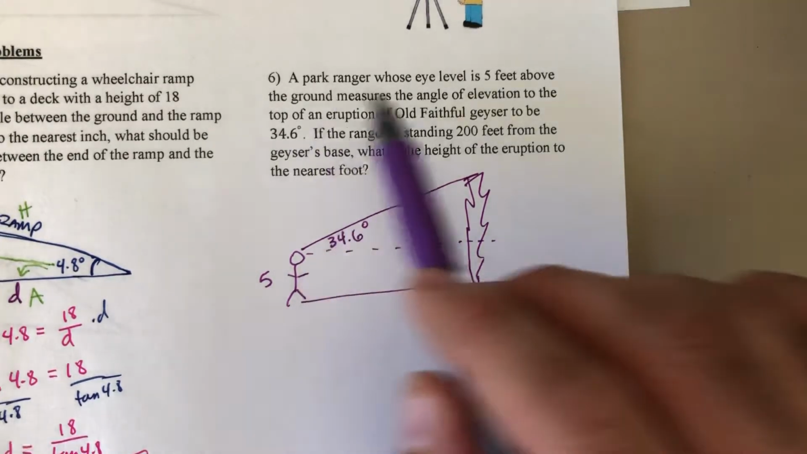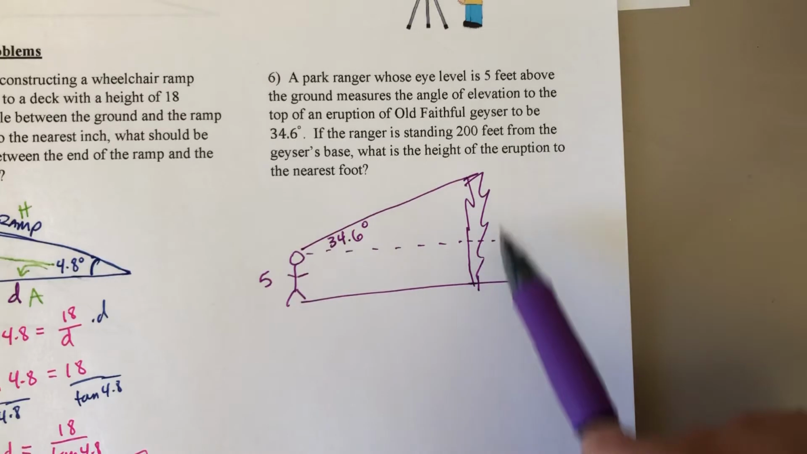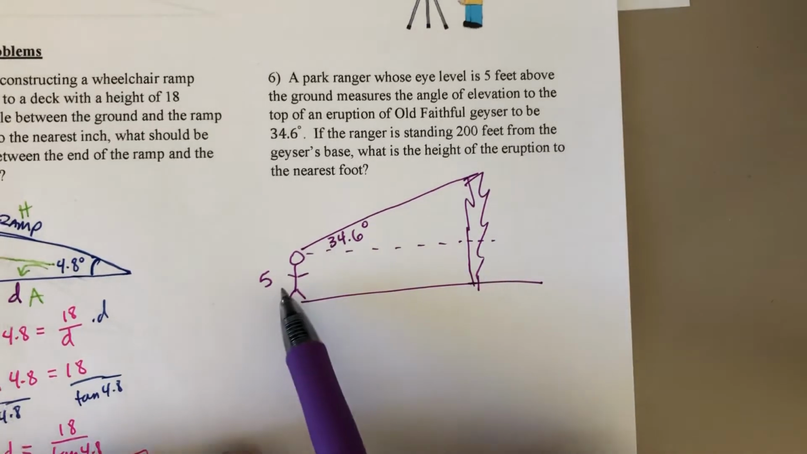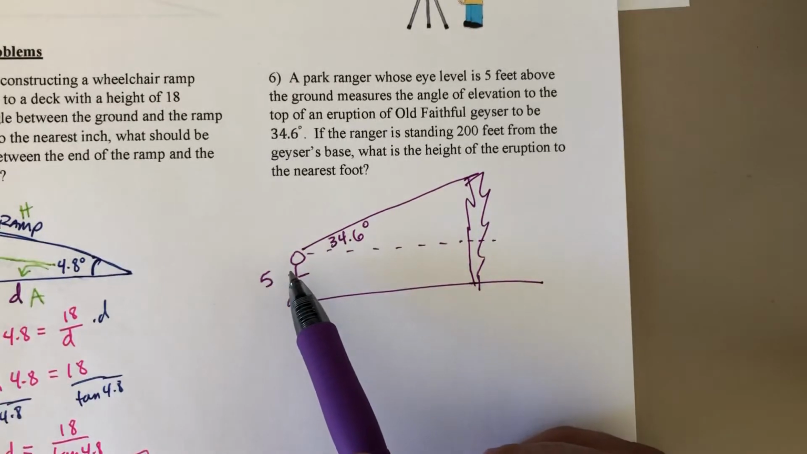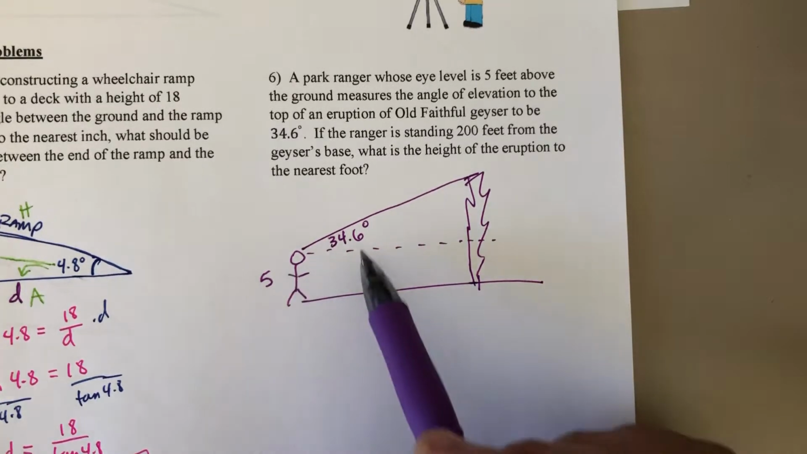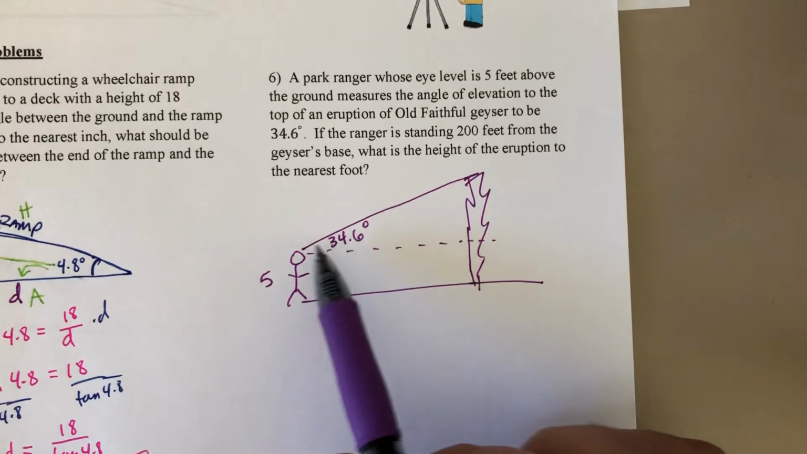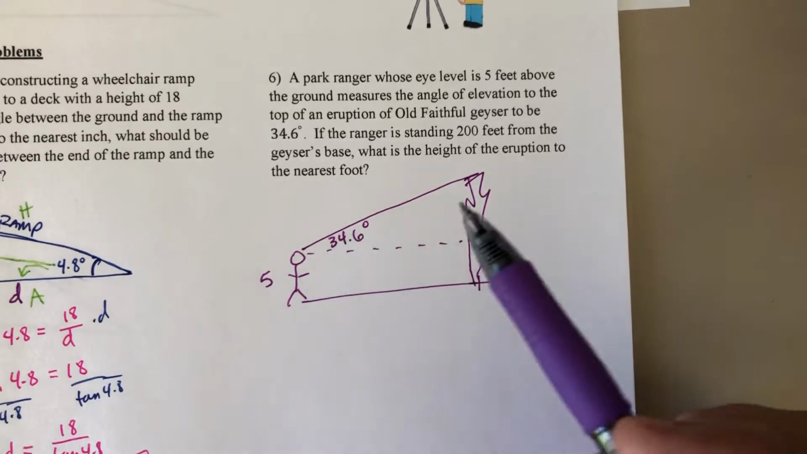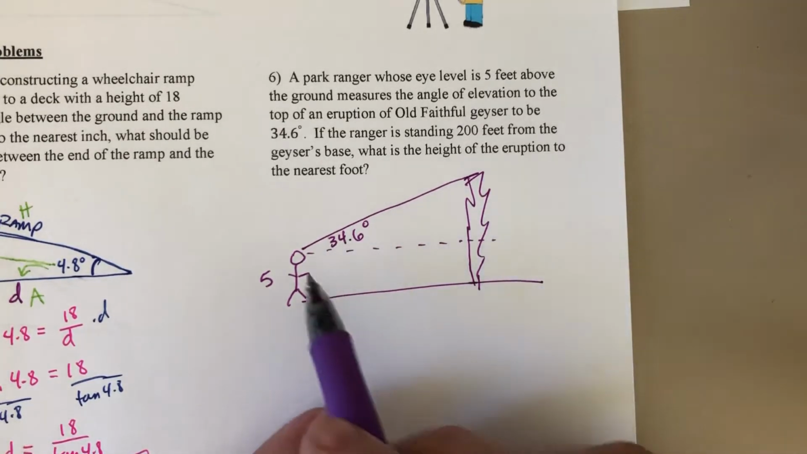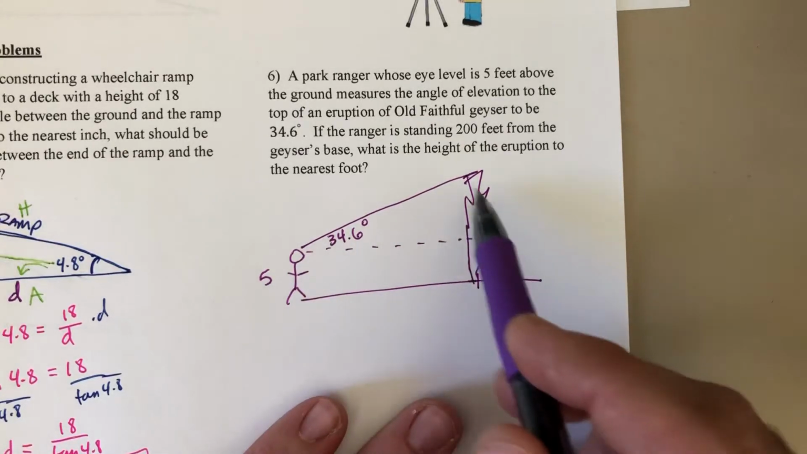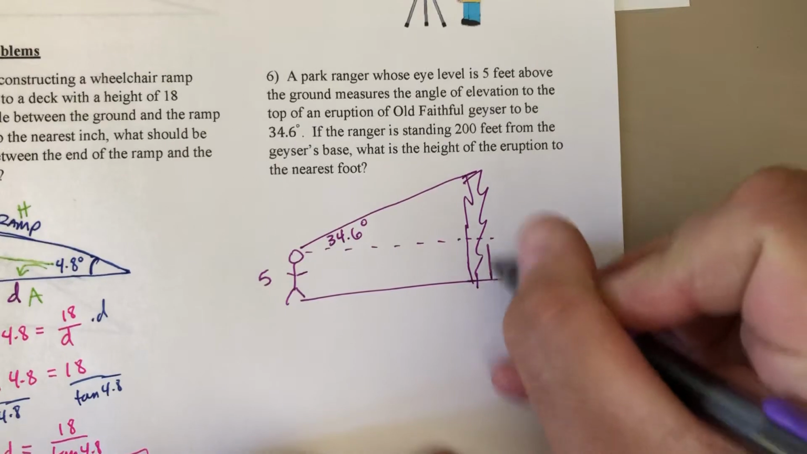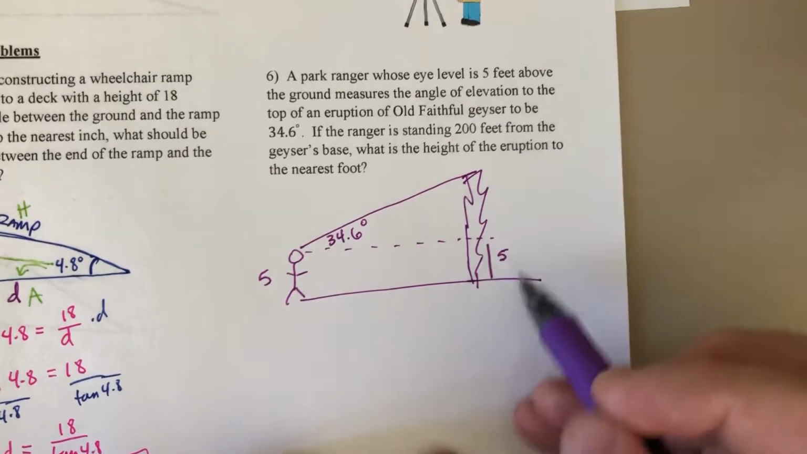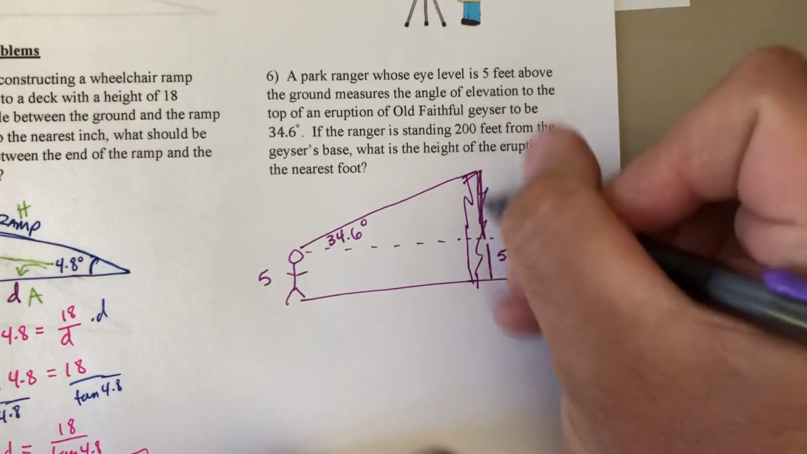We started it with the park ranger viewing Old Faithful erupting. We want to know how high the eruption was. The park ranger is 5 feet tall, or his eyes are at least 5 feet above the ground, and he saw the top of the geyser at an angle of elevation of 34.6 degrees. Now, one thing to note, that 5 is really not important in the triangle, but it matters because from the horizontal, there's 5 feet going on right here. That's not going to be accounted for in our triangle.